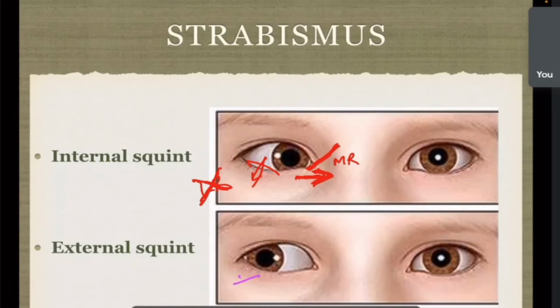Now tell me about external squint. The eyeball has been pulled to this side. Which muscle is paralyzed? Medial rectus. So if the medial rectus is paralyzed, what will happen? There will be overaction of lateral rectus muscle. In external squint, there will be paralysis of medial rectus muscle.